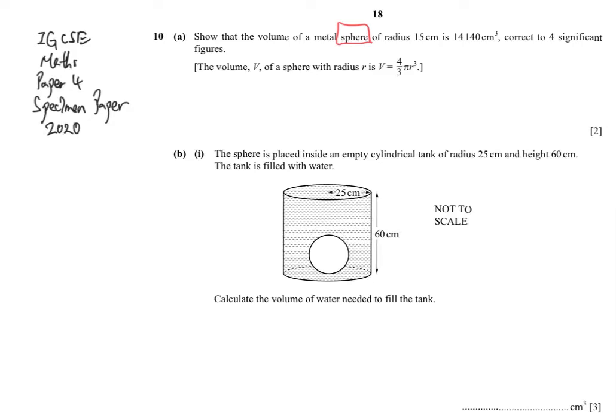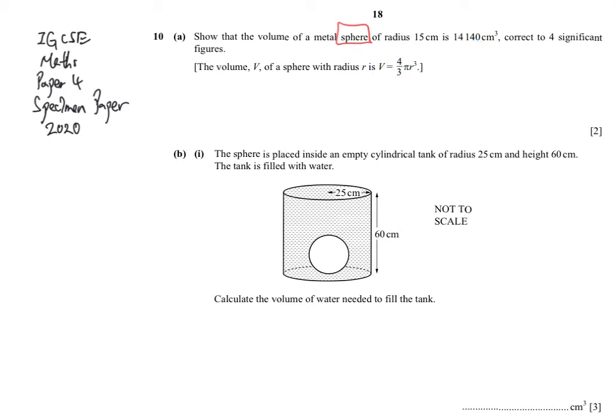So here we go. IGCSE Mathematics Paper 4, Specimen Paper 2020. We come to question number 10A. This question is about the sphere and sphere volume. Oh, the formula is given. That's easy. You just put in everything and you can show that.